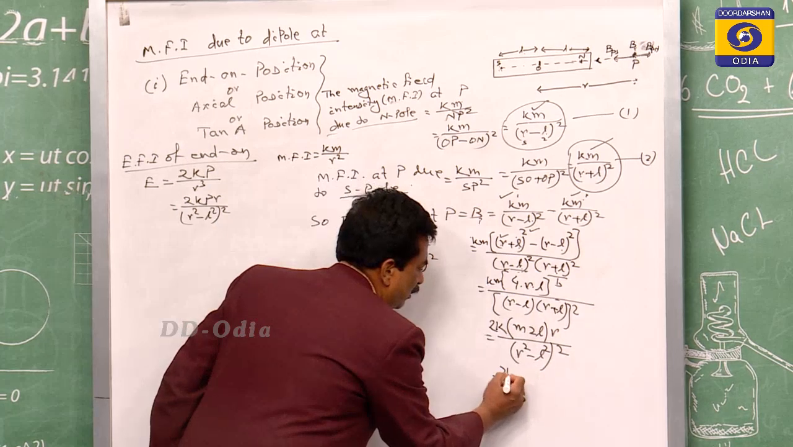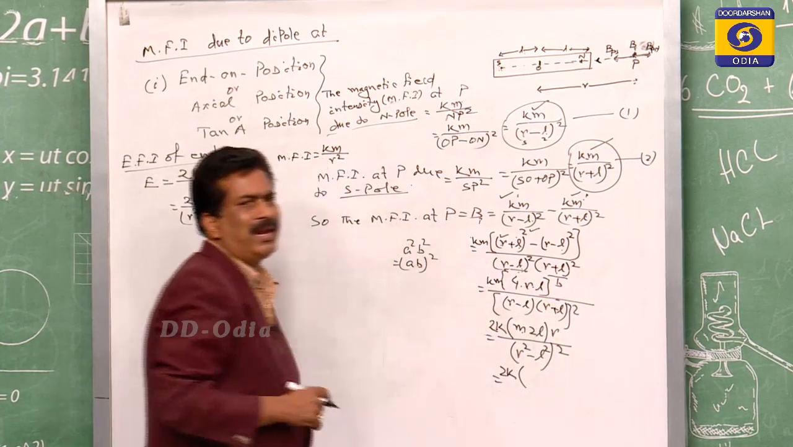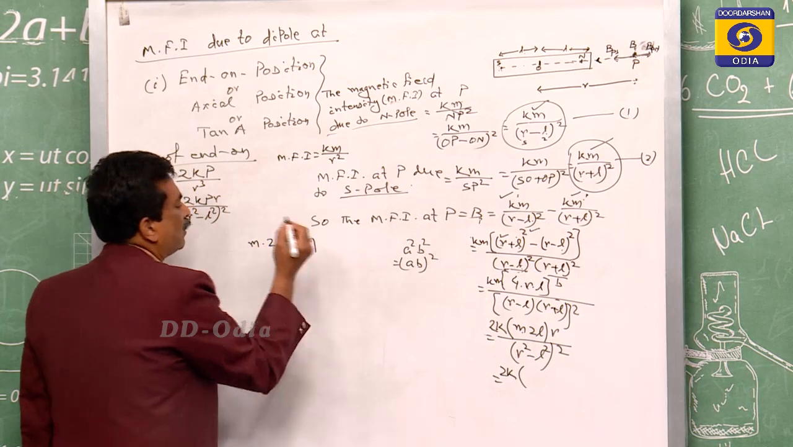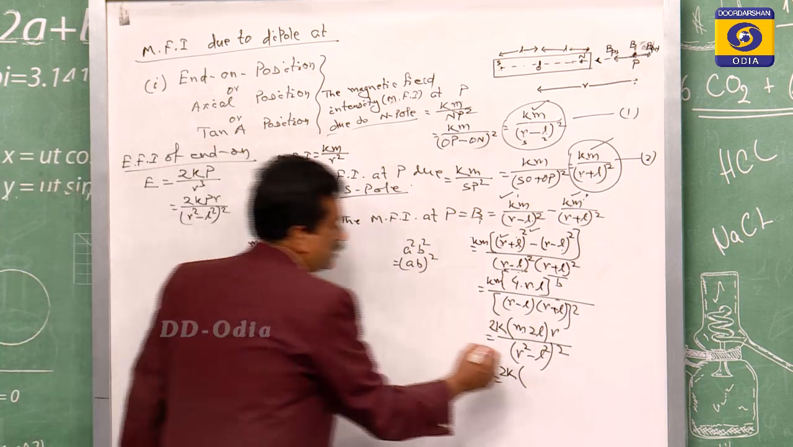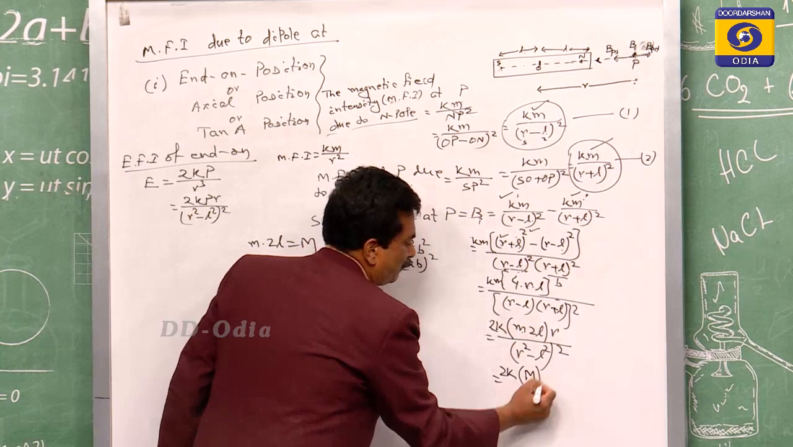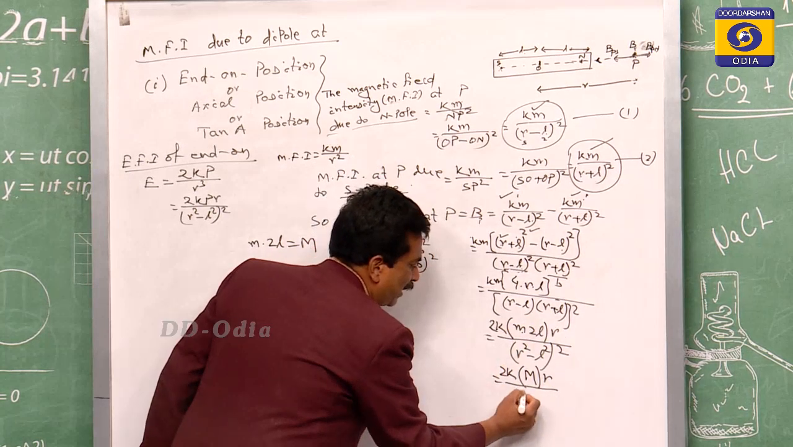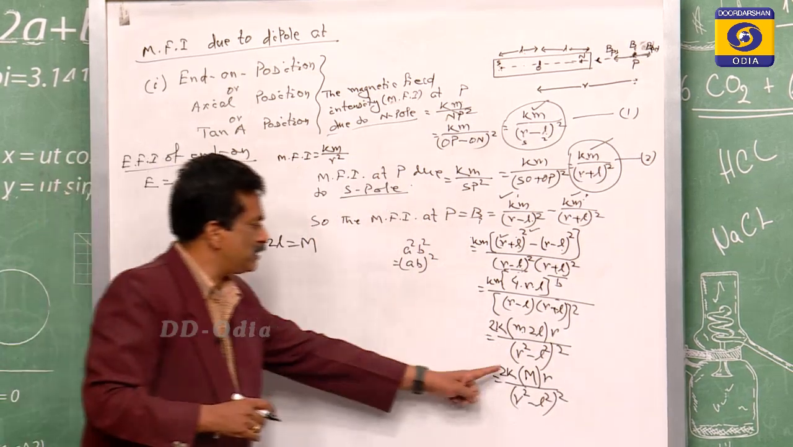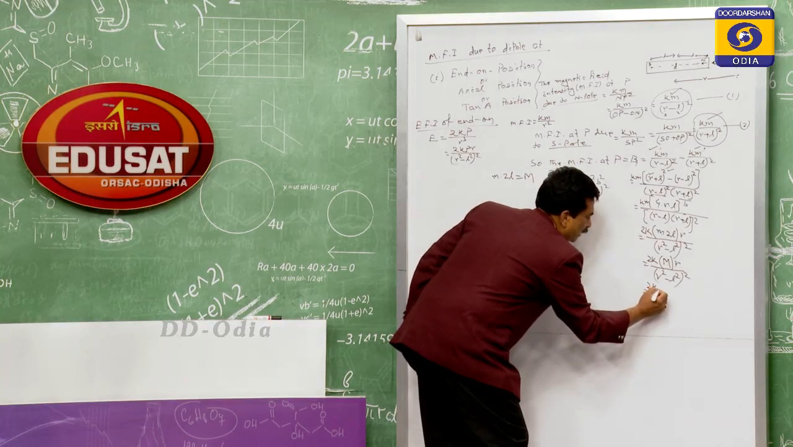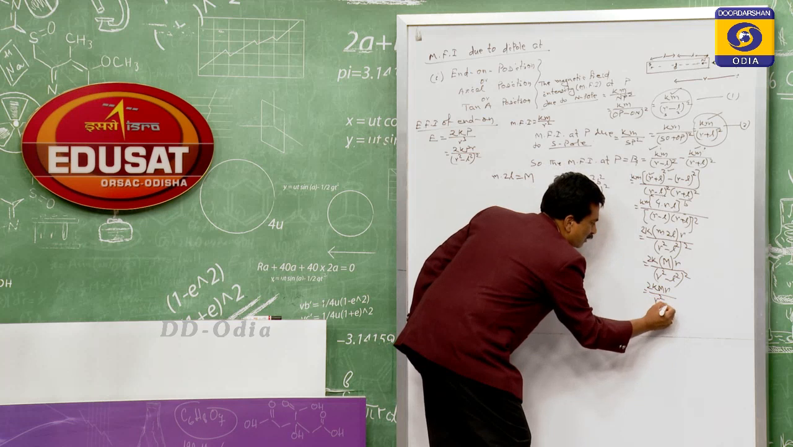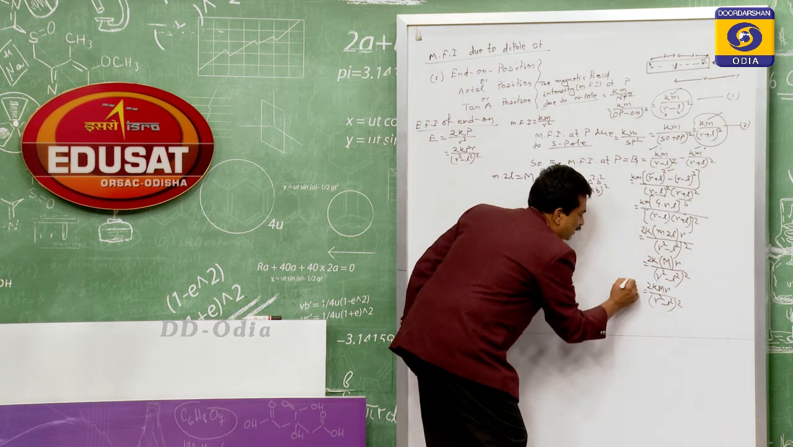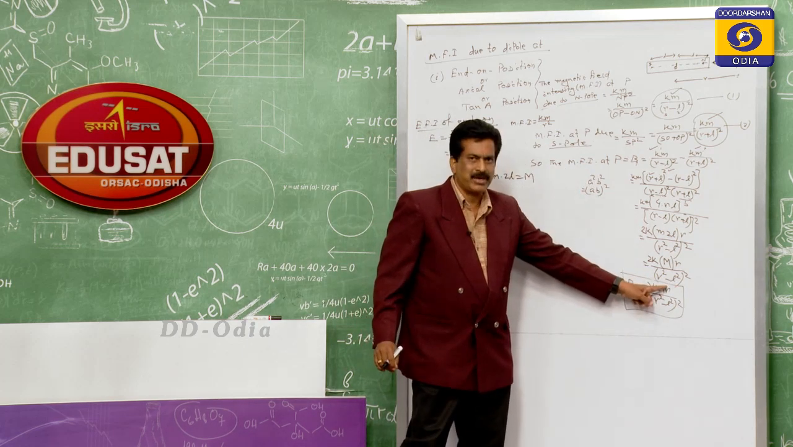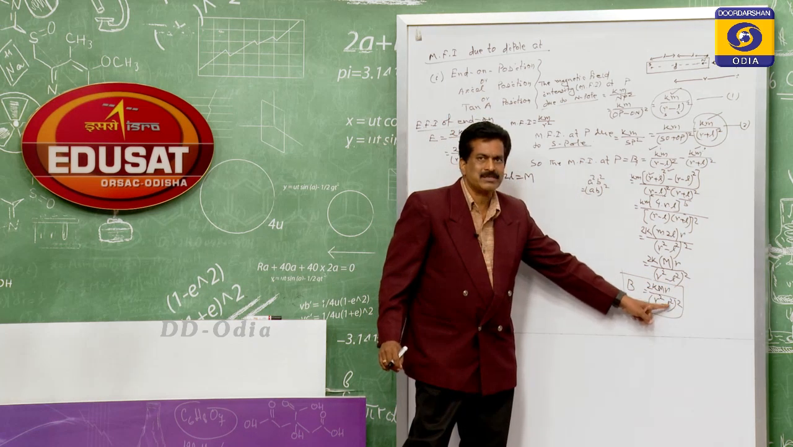So, that is equals to 2K, M into 2L. M into 2L is how much? M into 2L, that is equals to the capital M. So, this is equals to the capital M of R divided by (R square minus L square) whole square. So, this is equals to 2KMR by (R square minus L square) whole square, which is equals to B. So, 2KMR by (R square minus L square) whole square.